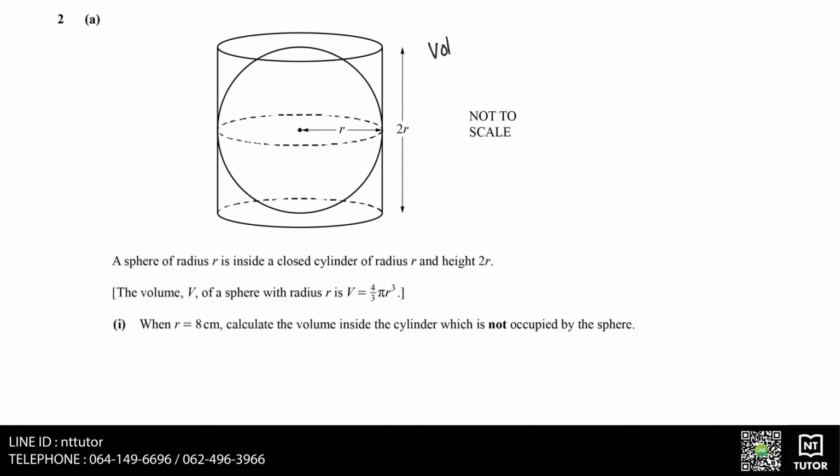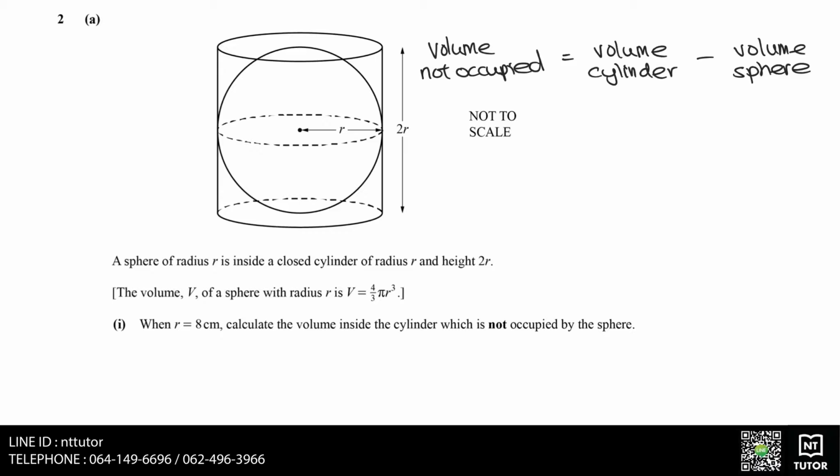The volume not occupied by the sphere would be the volume surrounding the sphere, which would equal the volume of the cylinder minus the volume of the sphere. A cylinder is just a prism, so to find the volume of the cylinder, we can do cross-sectional area multiplied by length, and the volume of the sphere, we have a formula for, which is given in the question.